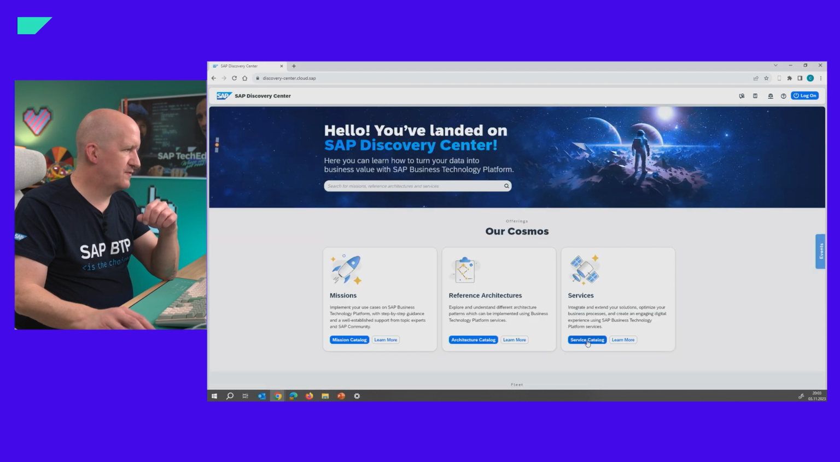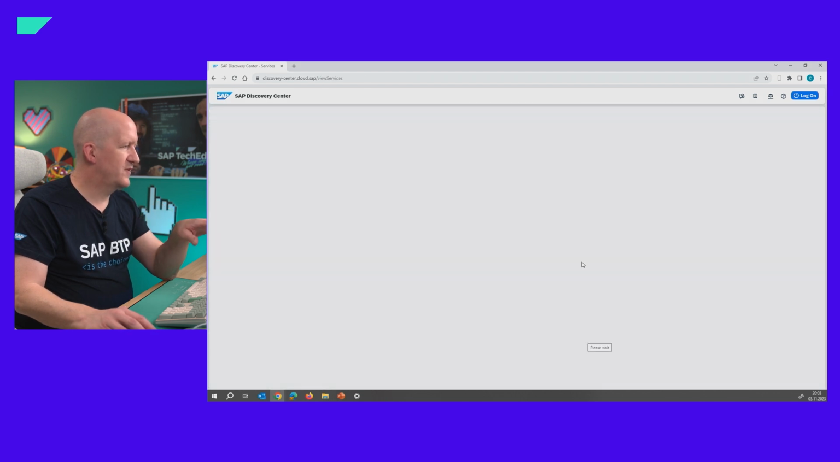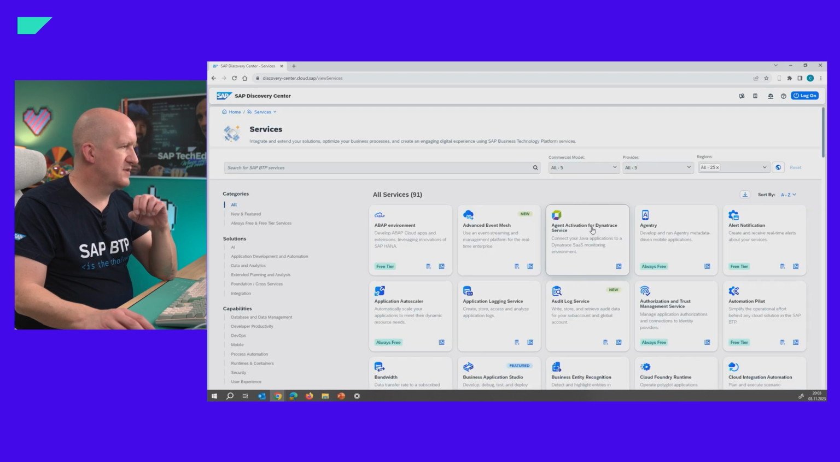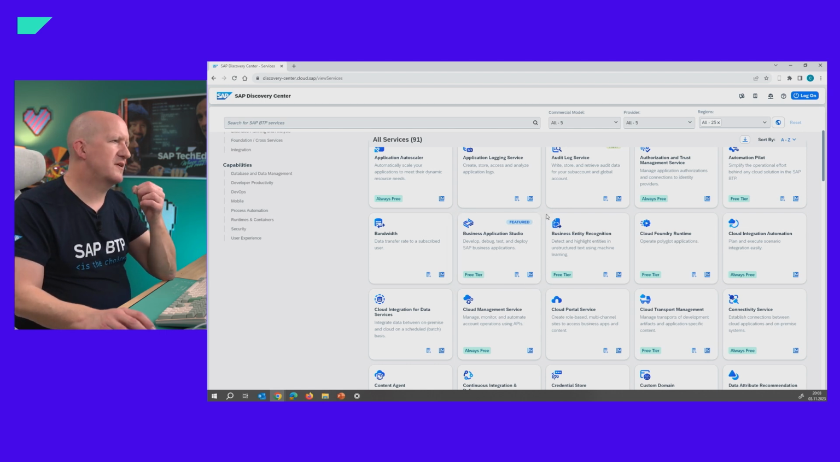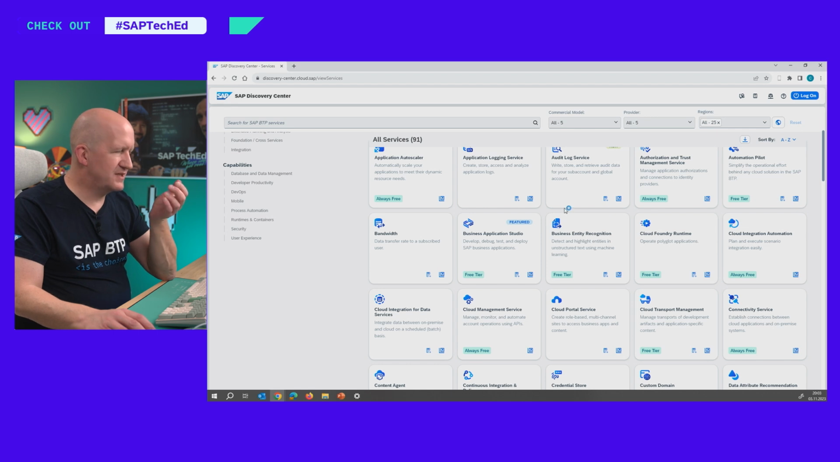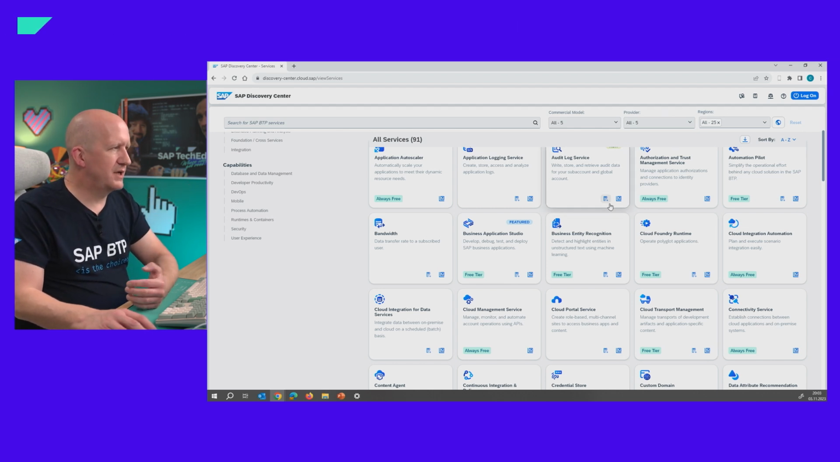When you go to this part of the Discovery Center, you will see we have a service catalog. In the service catalog, you see a lot of services. All those services can be used in the Business Technology Platform. So if you're using the Business Technology Platform and you're planning to build a project, an infrastructure, or anything in there, a solution diagram might help you in visualizing this and in building it for your specific scenario.